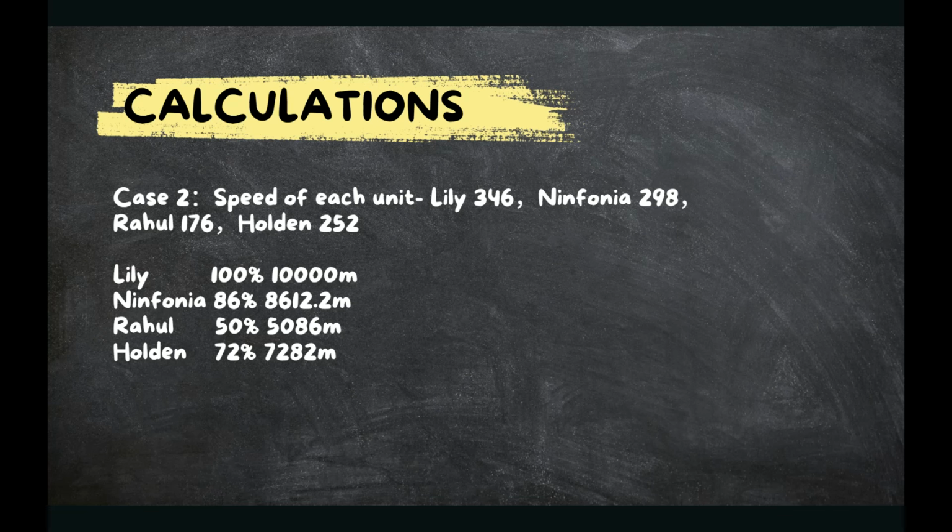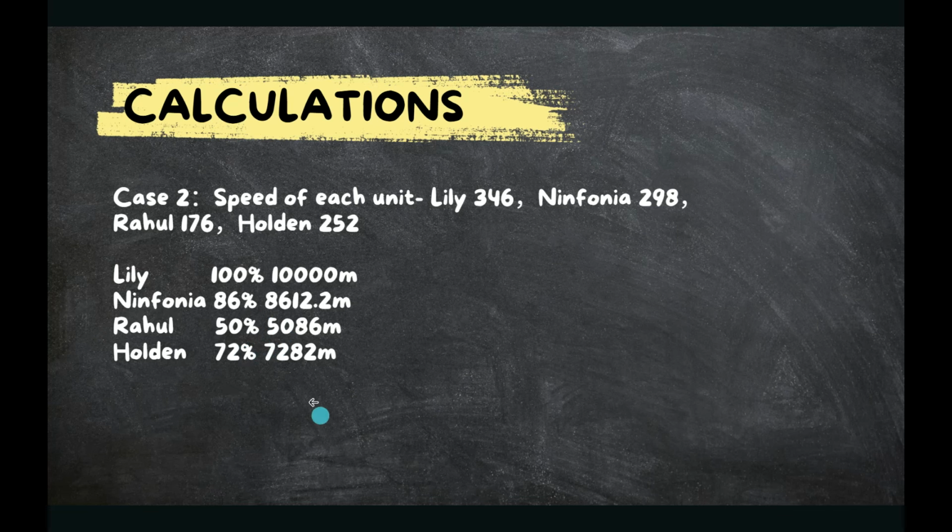And let's take a look at another example. In this example, the speed of each unit is: Lily has 346 speed, Nymphonia has 298 speed, Rahul has 176, Holden has 252. And this is what the game shows where they are when the battle begins, and this is the calculated distance they covered when the battle begins. As you guys can see, these numbers are matching, right?